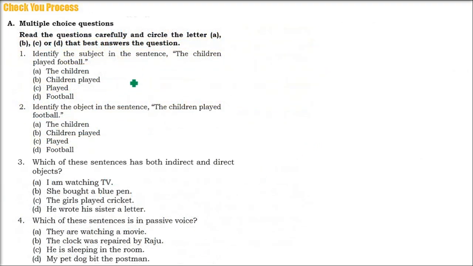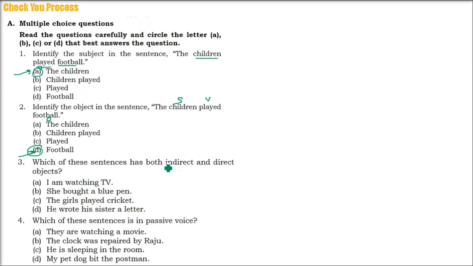Now, whatever we have discussed, let us see whether it is correct or not. Identify the subject in the sentence. The children played football. The children is the subject here. Football is the object, played is the verb. So A is the answer. Identify the object in the sentence. The children played football. Football is receiving an action. Object receives an action, so football is the object.